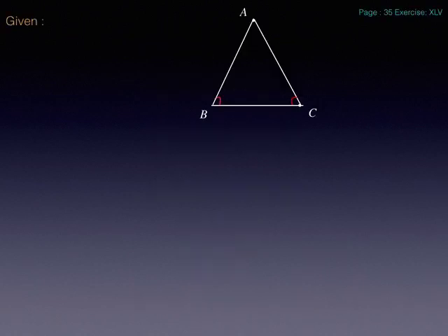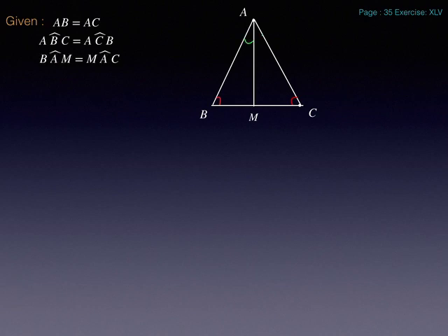Hi everybody, in this lecture we will solve page 35, exercise XLV. Given an isosceles triangle ABC, we have the two sides AB equal to AC and the two angles ABC equal to angle ACB. It says that the bisector of angle BAC cuts BC at M. So we have the two angles BAM and MAC equal.